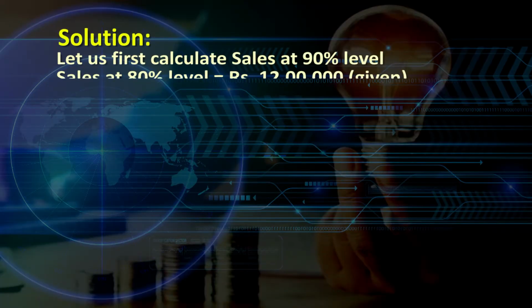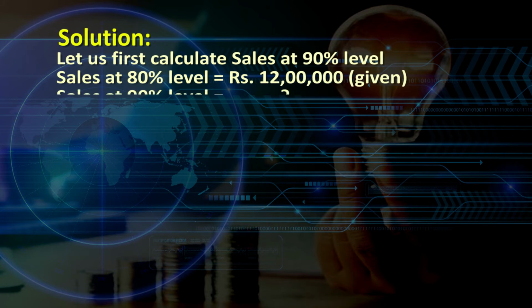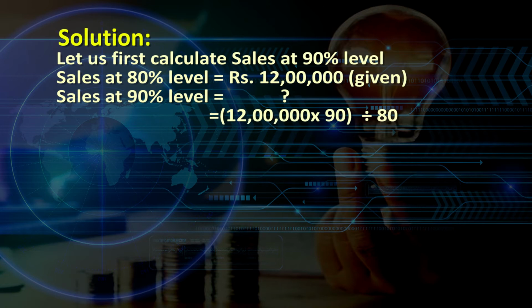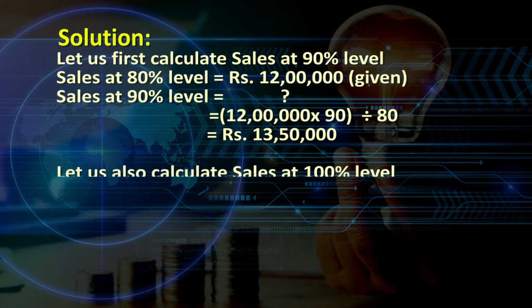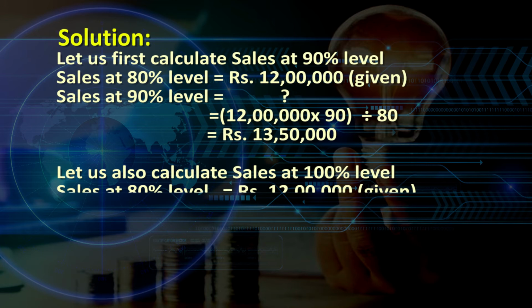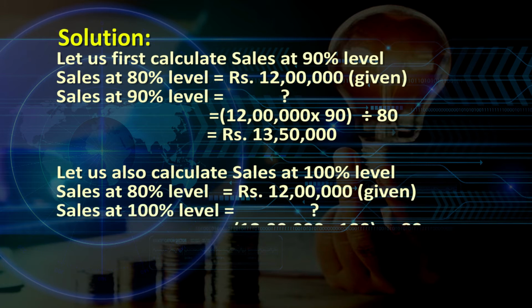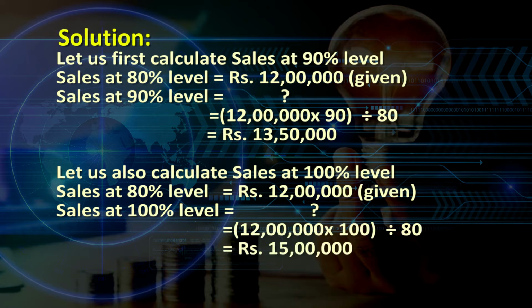Let us take the solution. Let us first calculate the sales at 90% level. Sales at 80% level are rupees 12 lakhs as given in the question. So, what will be the sales at 90% level? It will be rupees 13,50,000. Let us also calculate the sales at 100% level. Sales at 80% level rupees 12 lakhs as given. Hence, the sales at 100% level will be calculated to be rupees 15 lakhs.